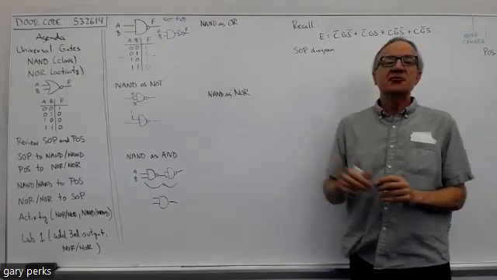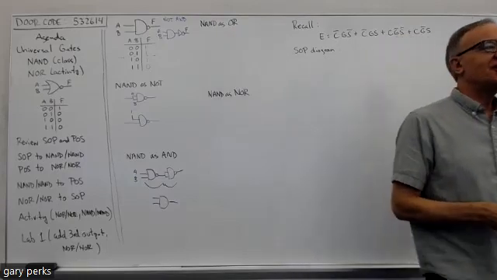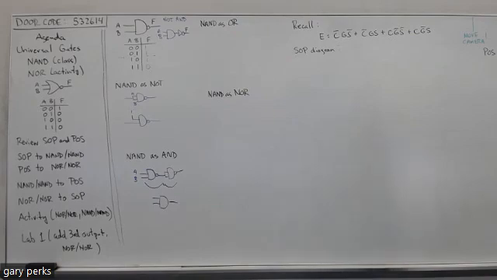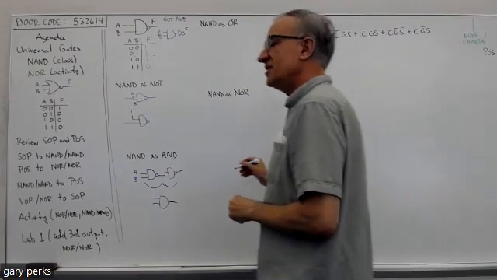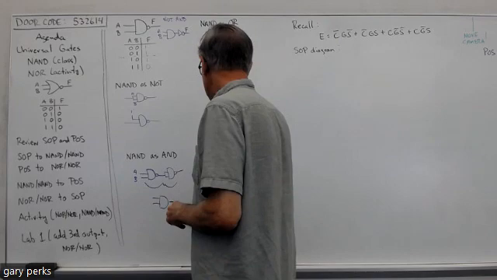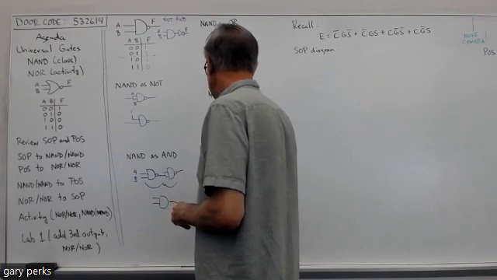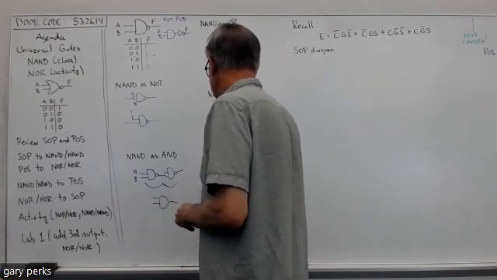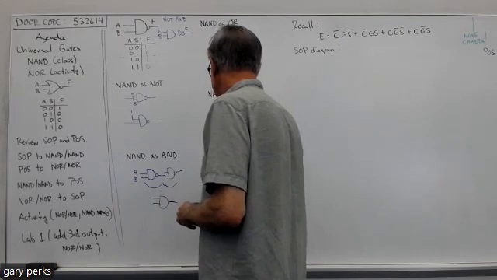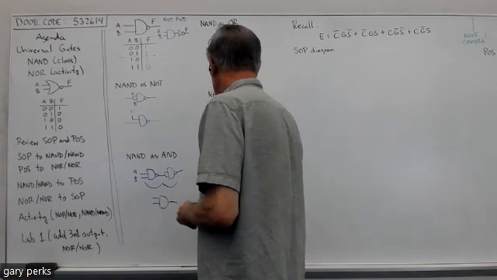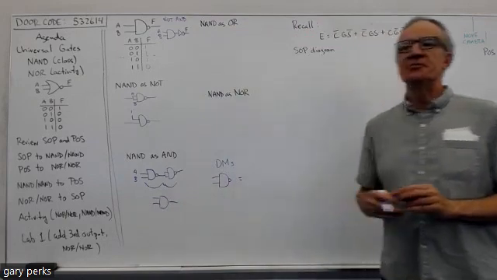Using NAND to represent OR. Now, this is where your knowledge of De Morgan's comes into play. So yeah, I told you there was going to be a review, right? Remember De Morgan's? What does De Morgan's tell us that a NAND is equal to?